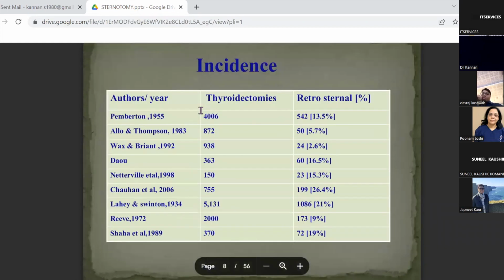So how common is retro-sternal goiter? This depends upon the referral bias and the institutes where you work. In our practice, at least 10 to 20% of our thyroidectomies would be retro-sternal. So on an average, literature-wise, it's somewhere between 10 to 20%.